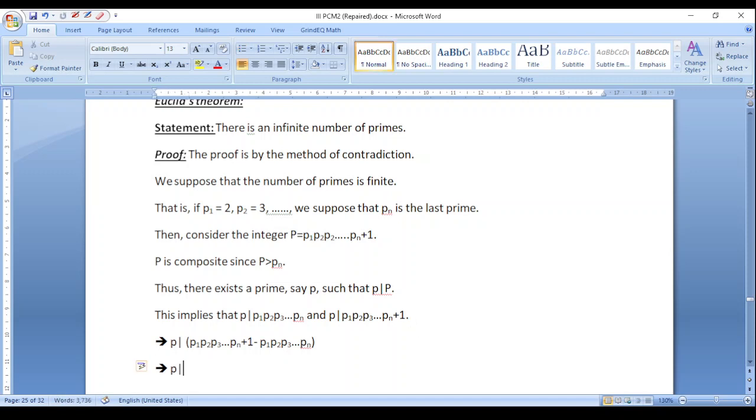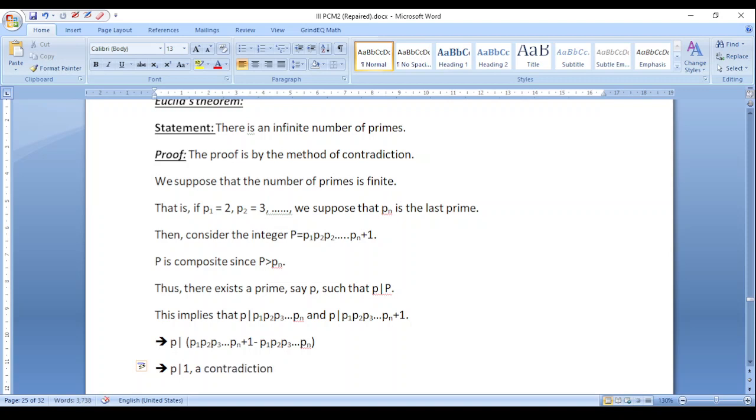Obviously, after cancellation this gives us 1, because this product P1, P2, etc. Pn is the same as this product P1, P2, etc. Pn. So the 2 will get cancelled off and we'll be left with 1. But is this possible? Of course not.